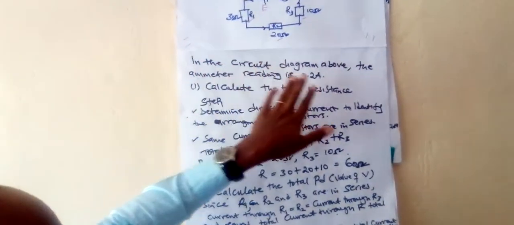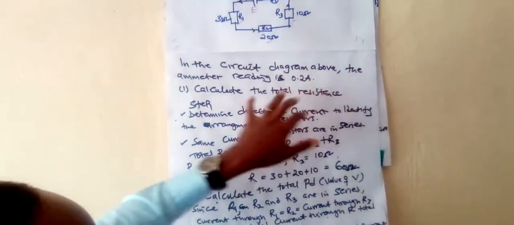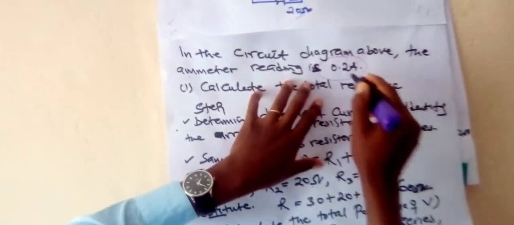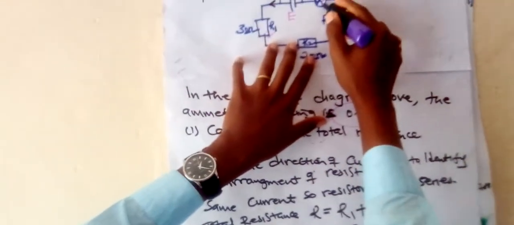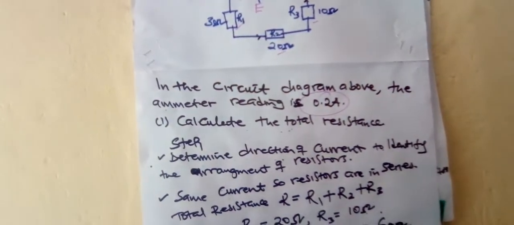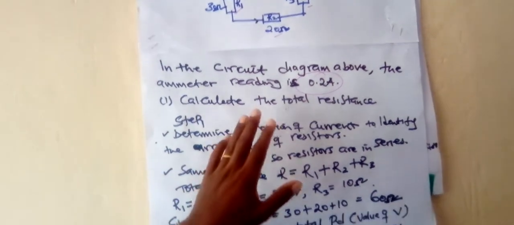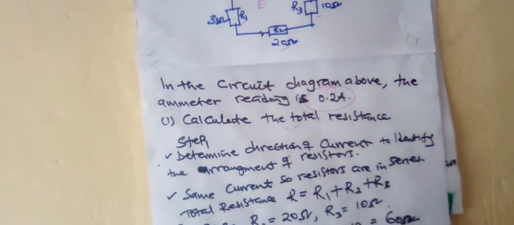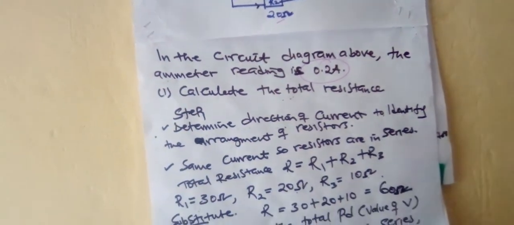Here they say, in the circuit diagram above, the ammeter reading is 0.2 amperes. It means that this ammeter is reading 0.2 amperes. Now they are saying that we calculate the total resistance. Remember, they have given us individual resistors. Now, from our knowledge, we have obtained earlier.